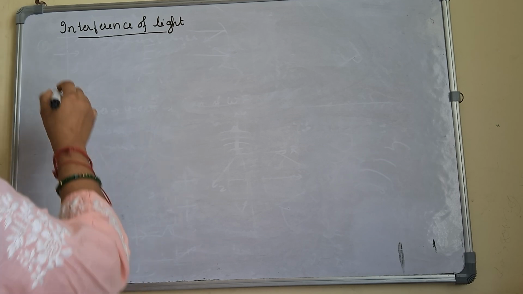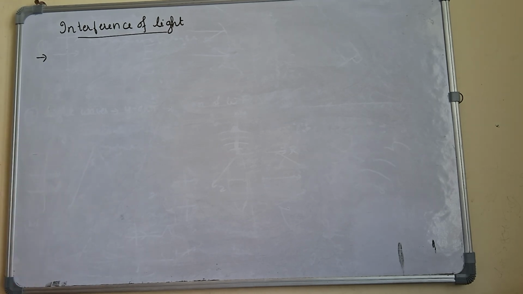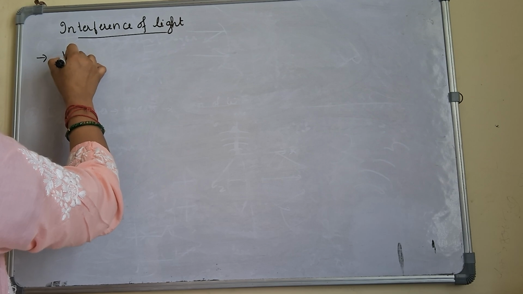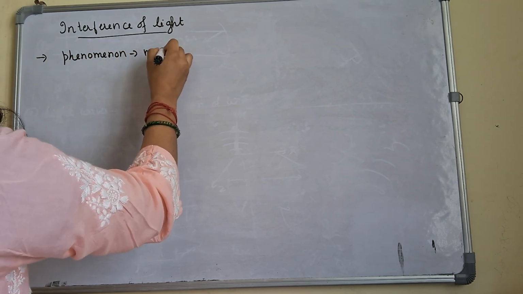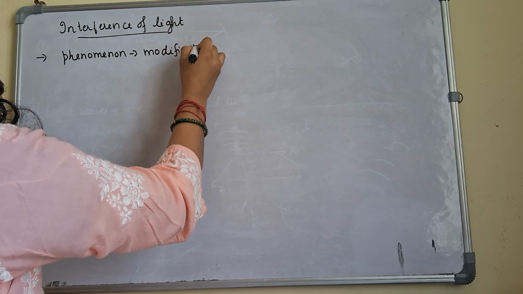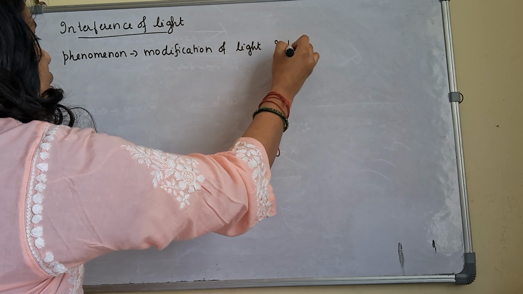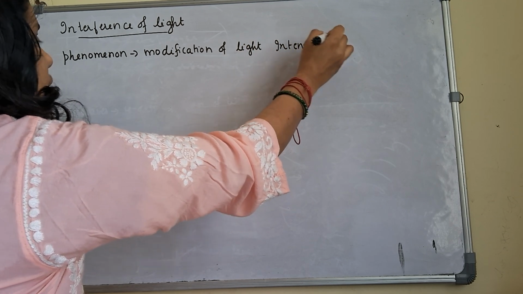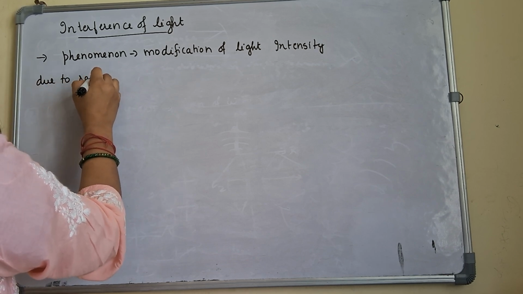Alright, so how do you define interference? I'll write the definition. We will understand it a little bit and then I will tell you the simplest way possible to feel interference. Interference is the phenomenon of modification of light intensity due to redistribution of energy.